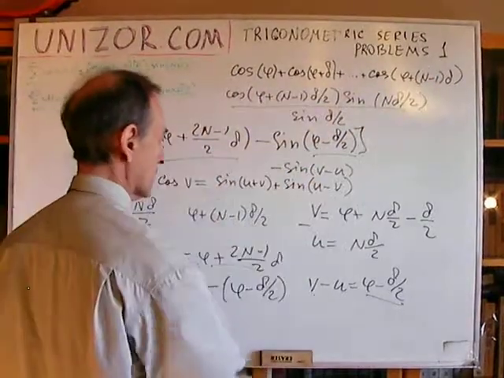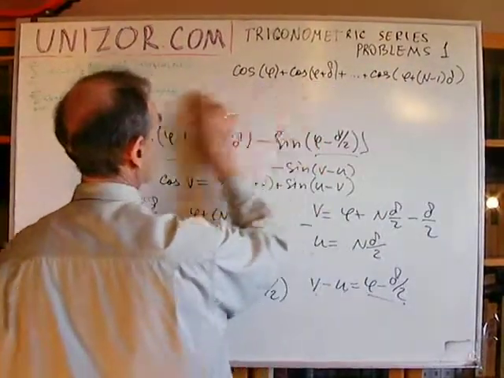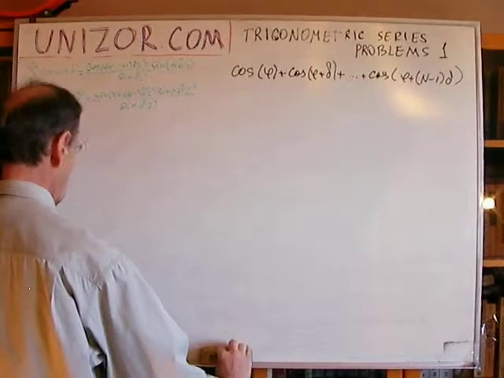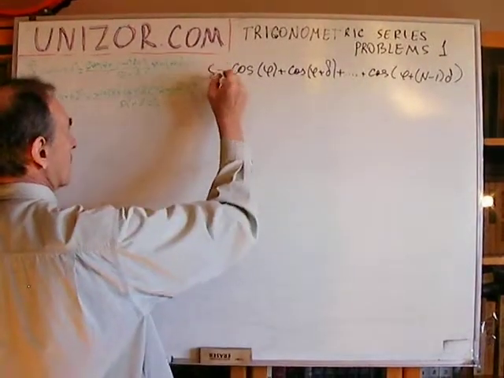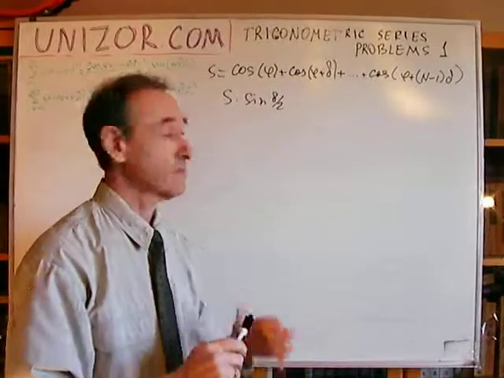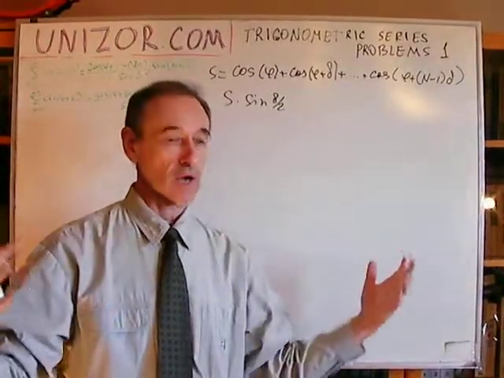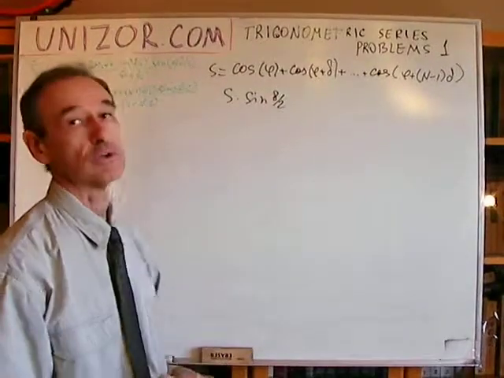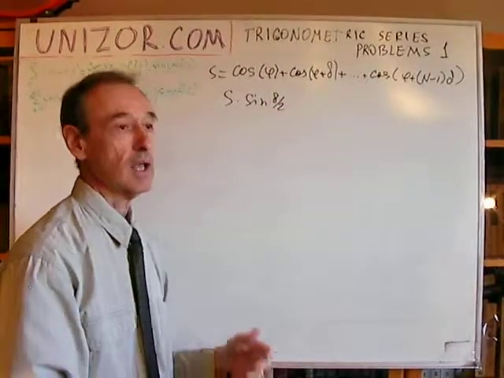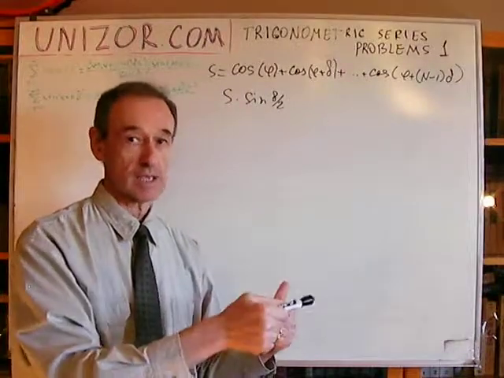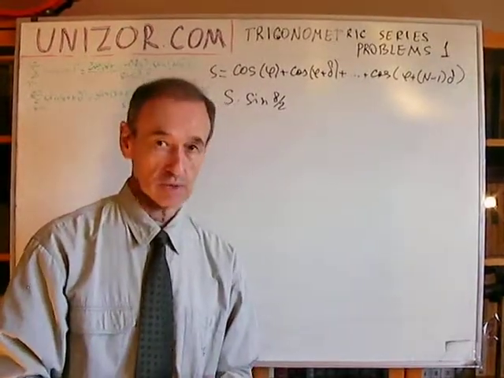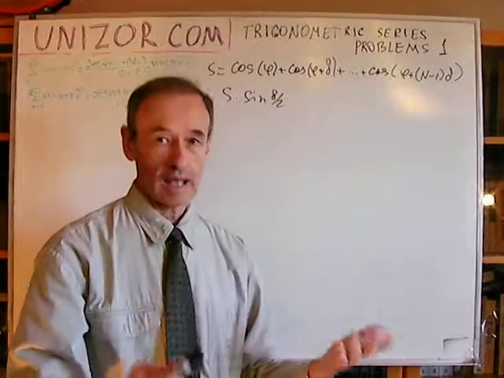Let's multiply the whole sum S by sine of delta over 2. If I know that, somehow magically, it just occurs to me, let's multiply by sine of delta over 2. What happens? Then I will have sine and cosine in every member. Then I will use my formula to convert sine times cosine into a difference between two sines. And they will reduce each other, and all of a sudden I will get the final result very simply, because only the last member and the first member actually remain.